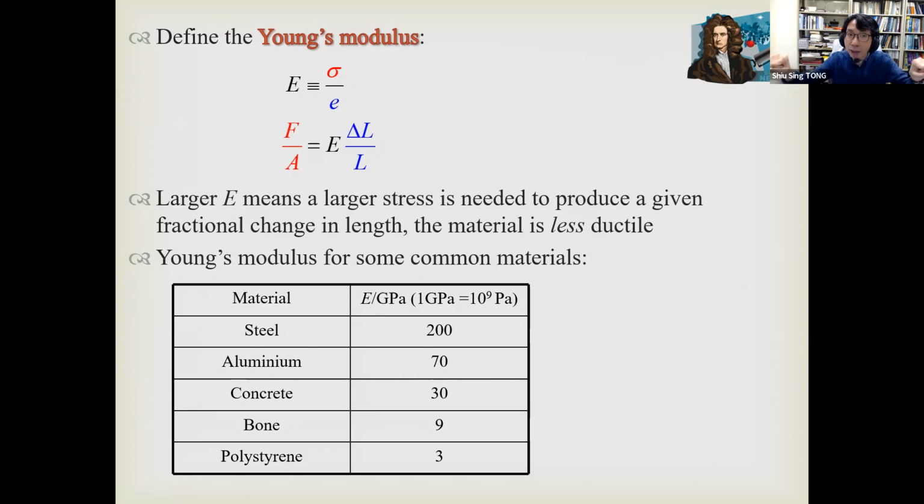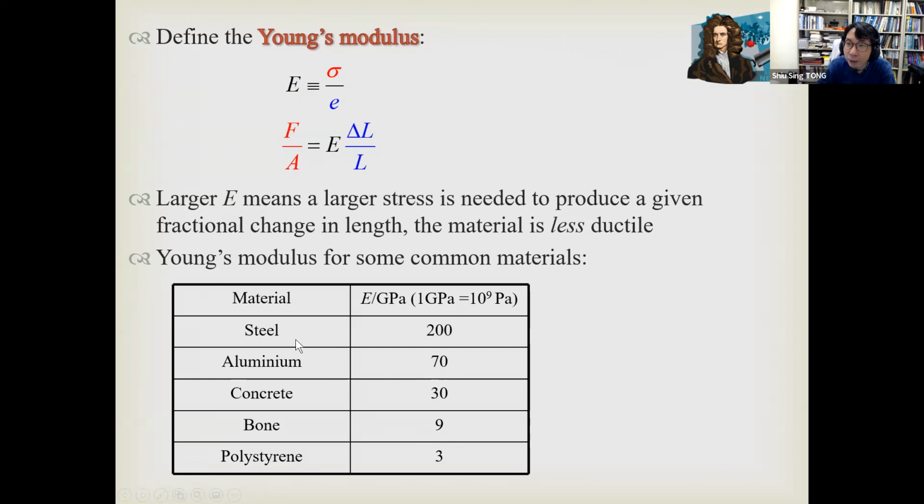You need a very large stress to produce just a very small strain, and in that case E will take on a very large value. That means the material is less ductile. If E is large, the material is less ductile. Ductile means that it is easy to deform. If the material is easy to deform, we call it a ductile material, and for a ductile material you will expect a small Young's modulus. Now these are the Young's moduli for some common materials.